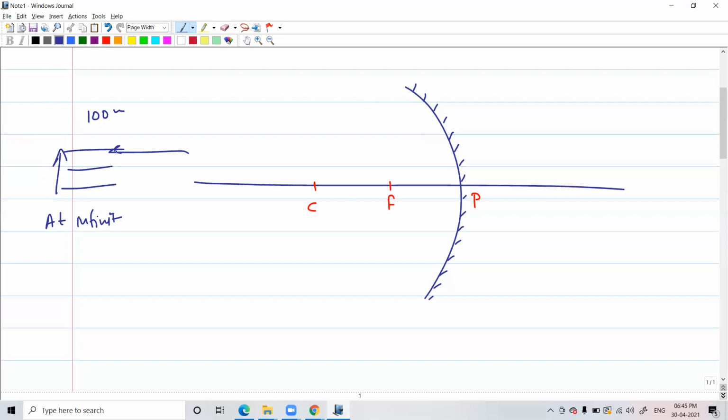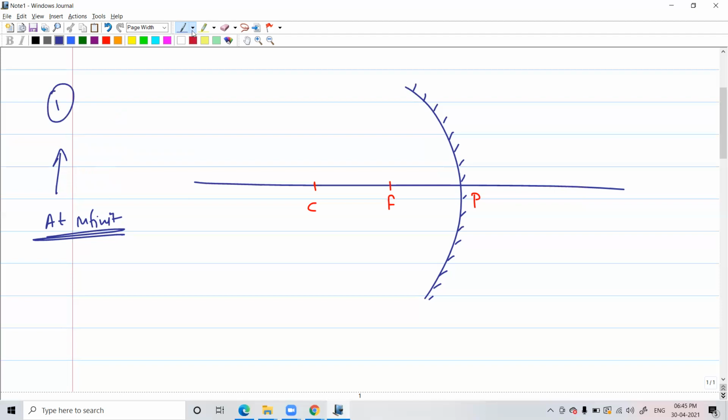So infinity could be as close as 100 meters or a few meters, and it could be as far as light years away from star. All those cases will behave in the similar manner. That's why you put them into one single bucket and you call that particular case as the object is at infinity. So this becomes our first ray diagram when the object is at infinity.